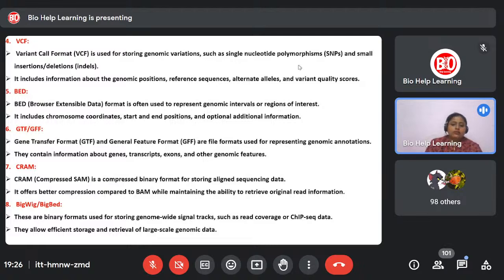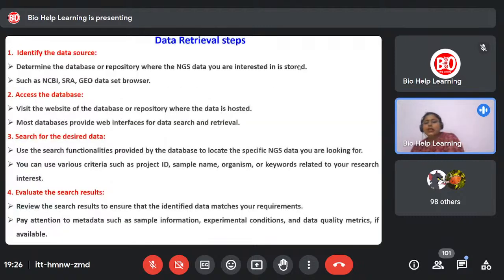So this is all about the repositories and file formats of NGS datasets. Now sequencing done, sequences retrieved, sequences stored, their file formats understood.